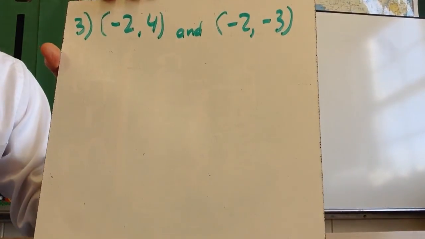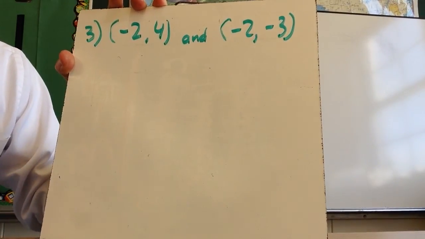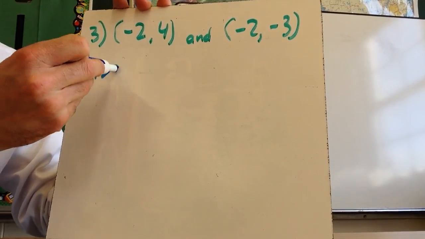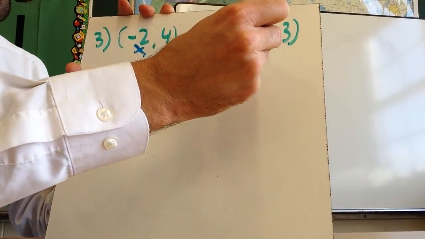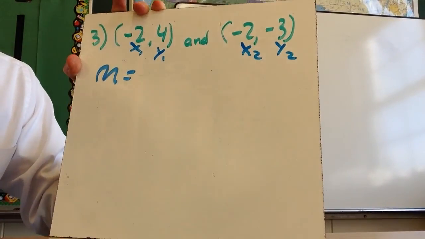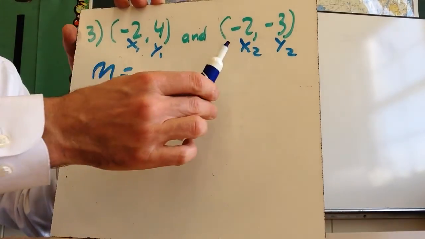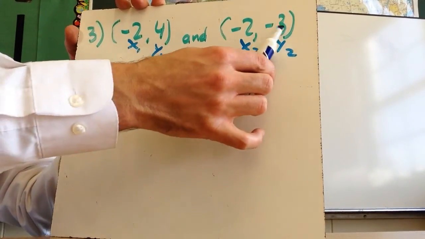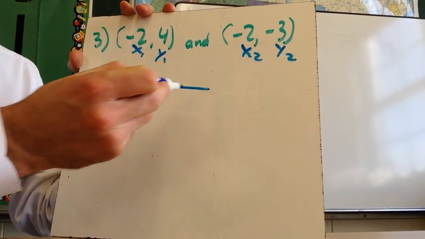Looking for the slope of a line that passes through (-2, 4) and (-2, -3). So using my formula for slope, I'm going to call this x1, y1, x2, y2. If I were you, I would definitely label the points. I think it really eliminates some careless errors that people make. A lot of times people will subtract x and y, and if you write them all down, it really makes your life significantly easier.